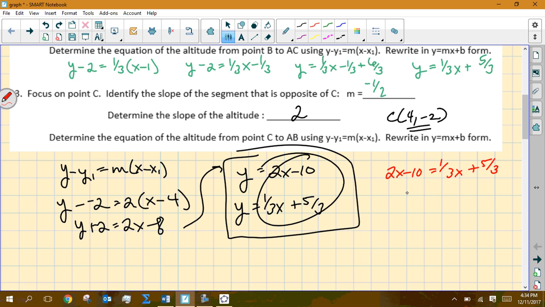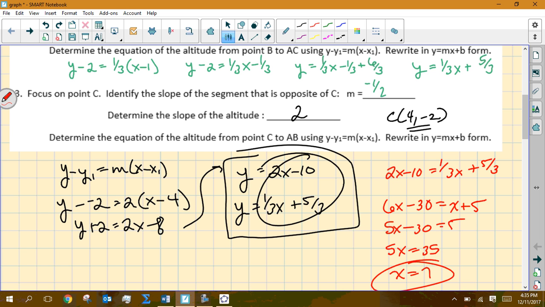I will get rid of these fractions by multiplying everything by 3. So we get 6x minus 30 is equal to x plus 5. Remove x from both sides, so we get 5x minus 30 is equal to 5. Add 30 to both sides. 5x is equal to 35. X then becomes 7. Now, if x is 7, I should be able to plug that value back into any one of the original equations that incorporates x and y and find my y value. Well, I'm going to plug it in to that equation right there. And when I do that, I get y is equal to 2 times 7 minus 10. So y is 14 minus 10, or just 4.